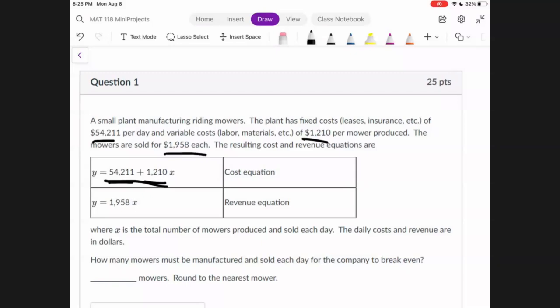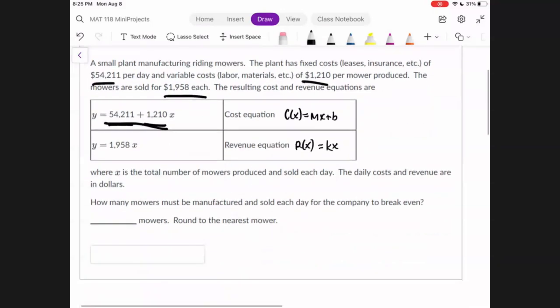This is like, if you kind of remember, your C of X is MX plus B, and like your revenue in this case, since we already have a mower for each, how much we sell it for, you can think of it as just like KX in this sort of problem. Okay. So that's how these are formed.